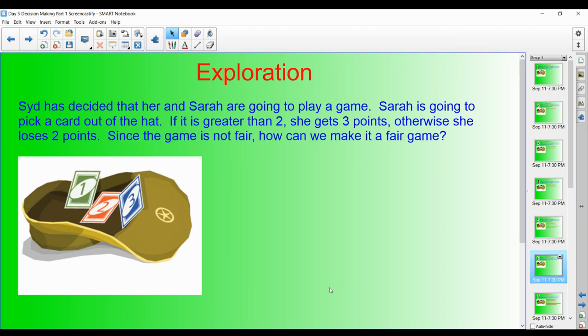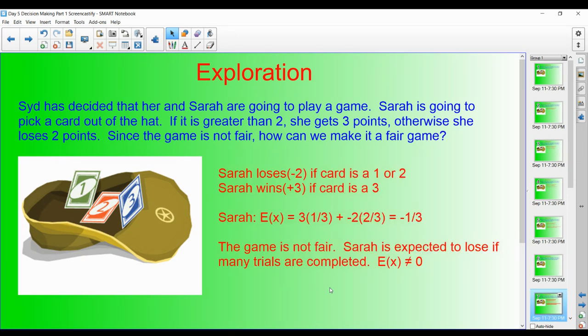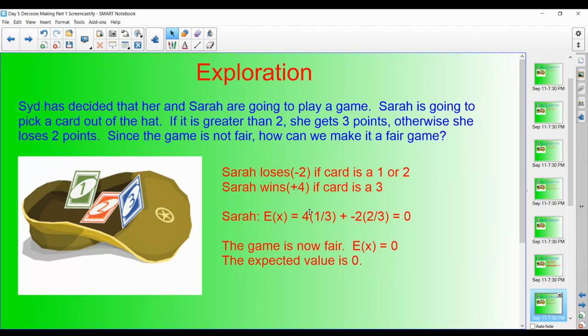So, we can make this game fair by taking our unfair game and adjusting either a probability or we can adjust the points to make the expected value 0. And we're going to learn that expected value equals 0 means the game is fair. So what I did here is I gave her an extra point, so she gets 4 points if the card's a 3. So then the expected value becomes 0, and now the game is fair. So if she gets a 3, she gets 4 points. If she gets a 1 or a 2, she loses 2 points. That game is balanced, it's fair.